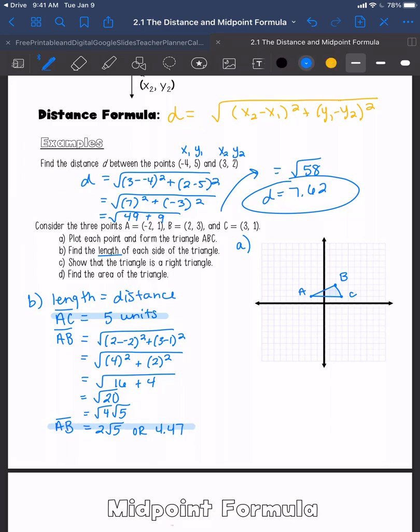And then last, we need to find segment AC. Just kidding. Segment BC. So we'll do 3 minus 2 quantity squared plus 1 minus 3 quantity squared. That's 1 squared plus negative 2 squared, which is 1 plus 4. That's the square root of 5, which does not simplify, but as a decimal is 2.24.